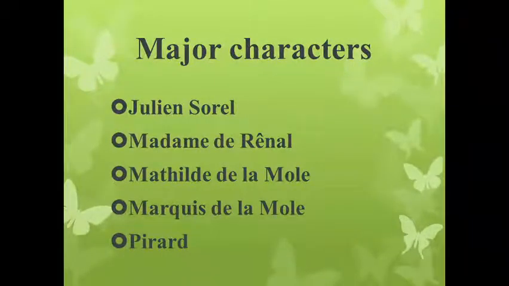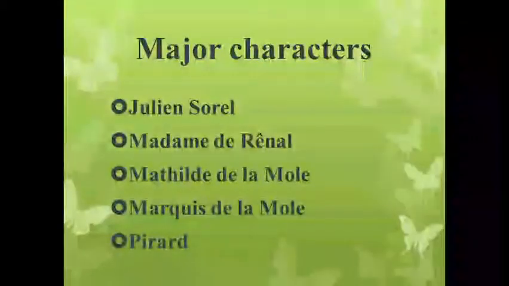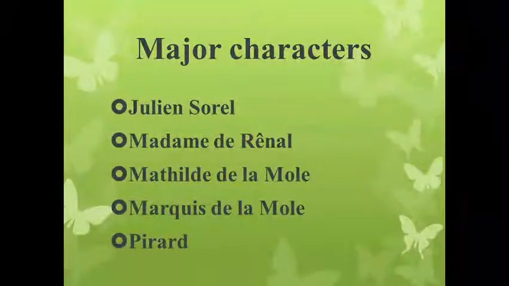The benefactor of Pirard and Julien's employer in Paris, Marquis de la Mole is a symbol of the dying aristocracy. He treats Julien as an equal, but only when Julien wears the right clothes. He is fearful of Julien's intelligence and ambition and ennobles him reluctantly.